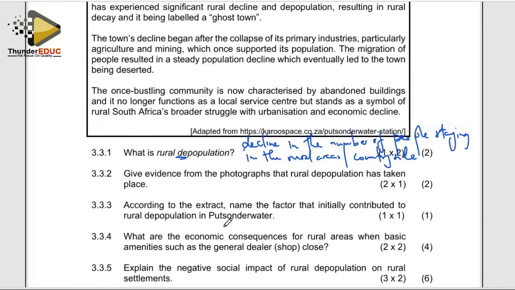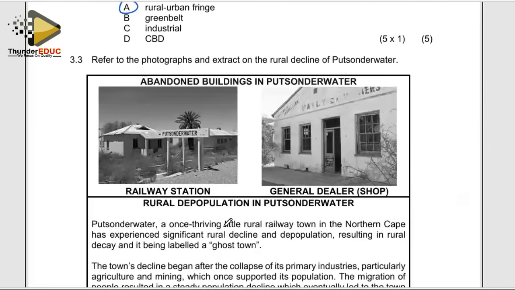Give evidence from the photographs that rural depopulation has taken place. We want to use photograph evidence here, and we must figure it out from what we are seeing. There's rural depopulation evidence. If you look at the vegetation here, if this place was functional, automatically it would have been cut off. So it's one evidence that you have overgrown vegetation. People have left the place.